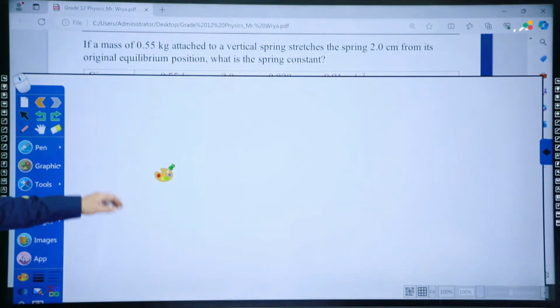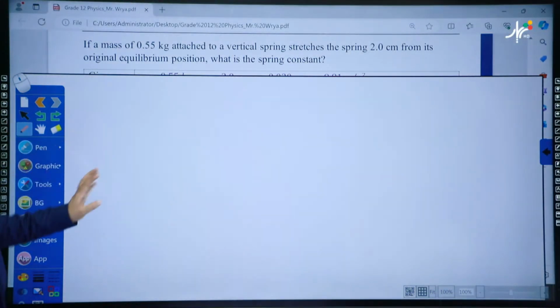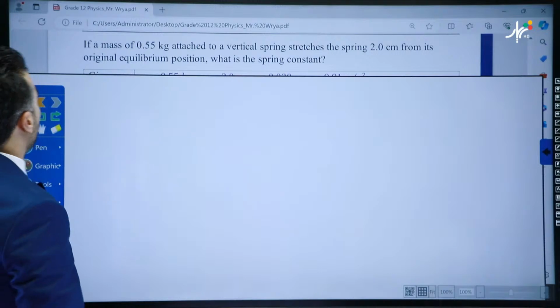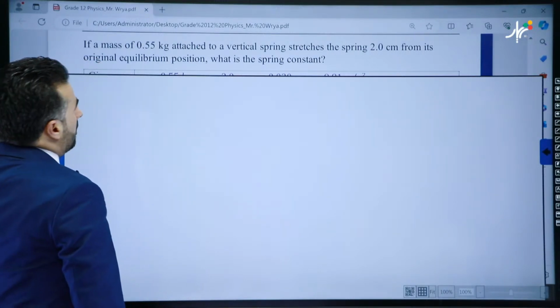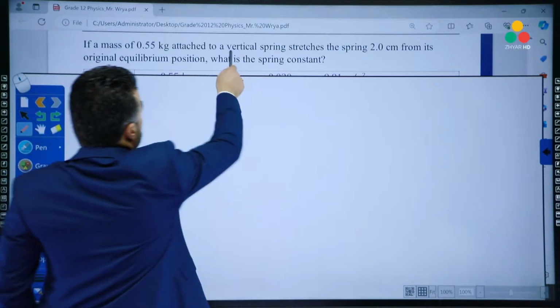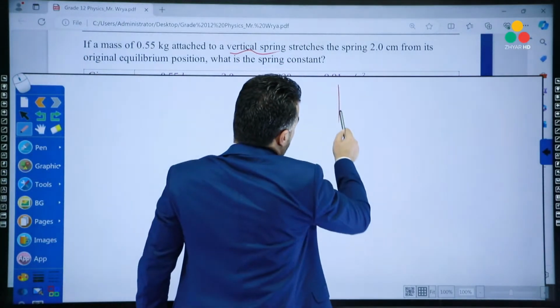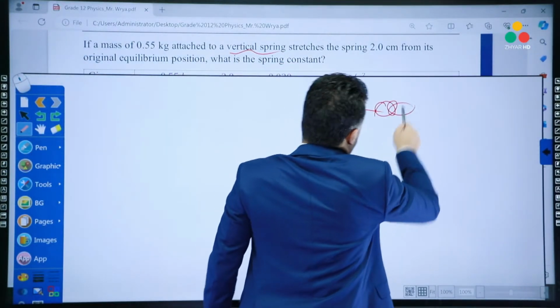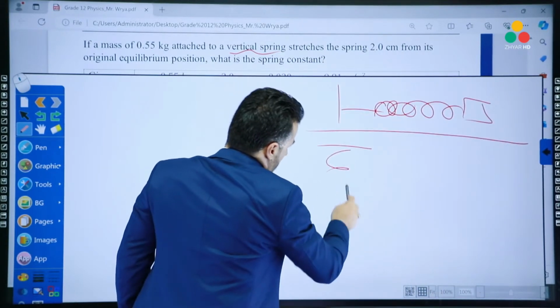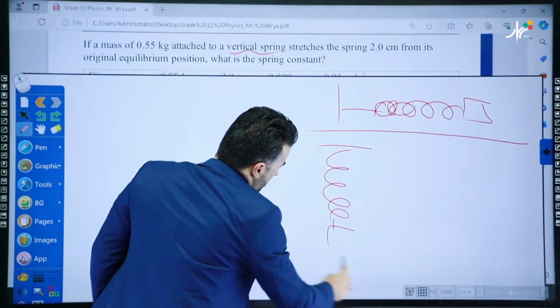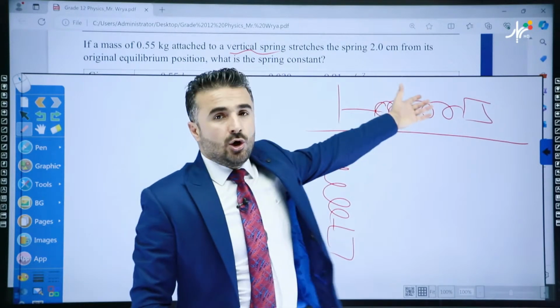Take a look here. We said in order to do this correctly, always consider x to be negative. So we have, if a mass of 0.55 kilogram attached to a vertical spring. Remember, sometimes springs can be put like this. So for example, this is horizontal, or they could be something like this, yeah? So this is vertical, this is horizontal.